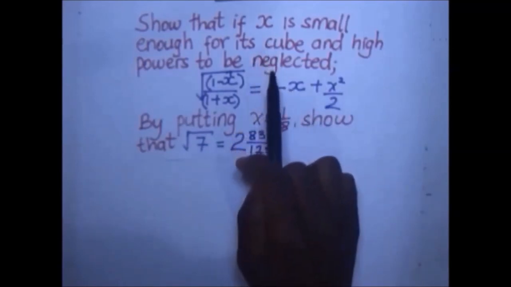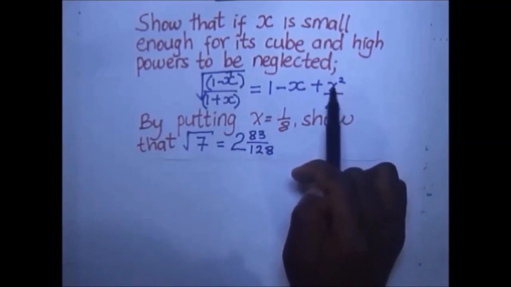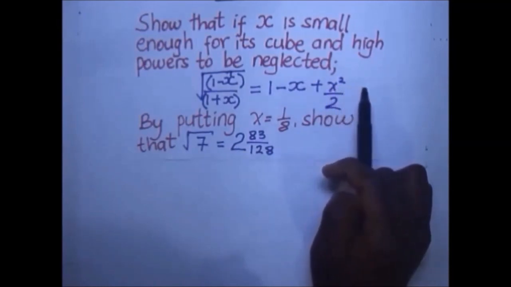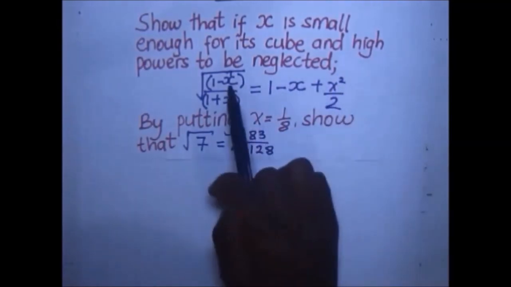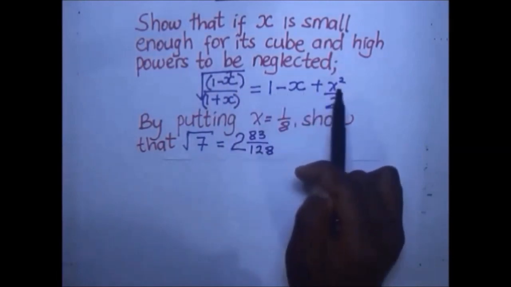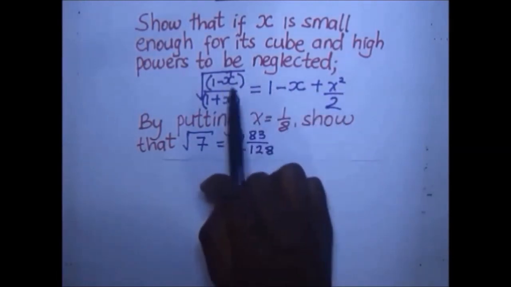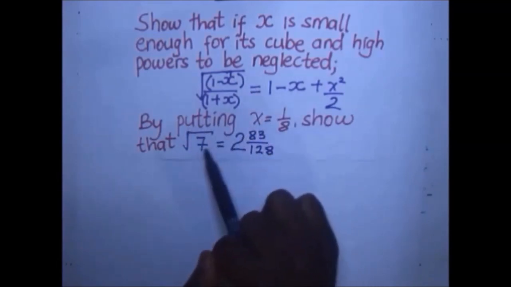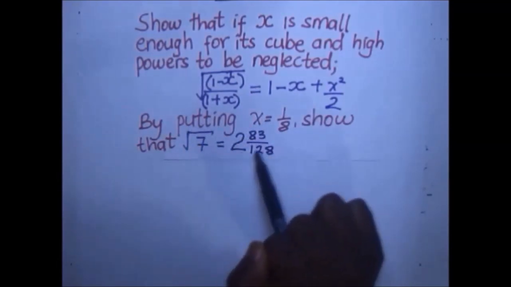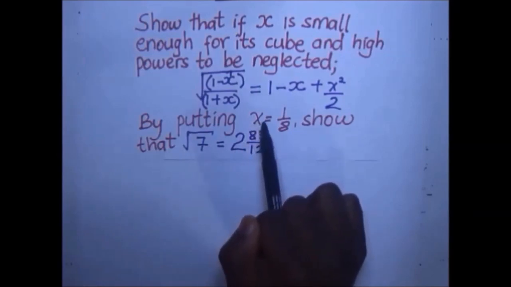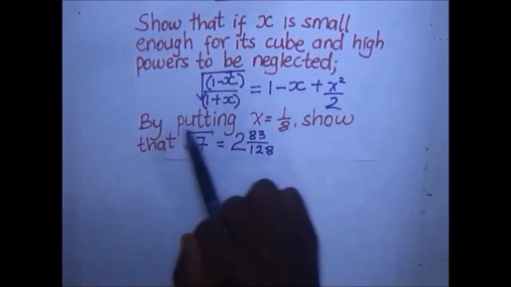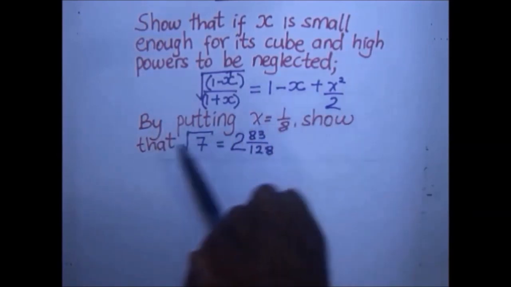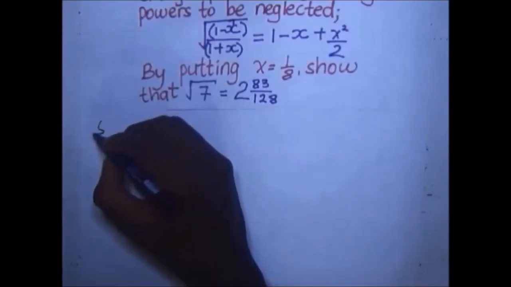according to the question, the value of x is too small that we shall ignore x to the power 3, x to the power 4. So we shall expand this up to x to the power 2. And then after showing that this is equal to that, we're supposed to go ahead and show that the square root of 7 is equal to this expression. By putting x is equal to 1 over 8, show that the square root of 7 is equal to that.